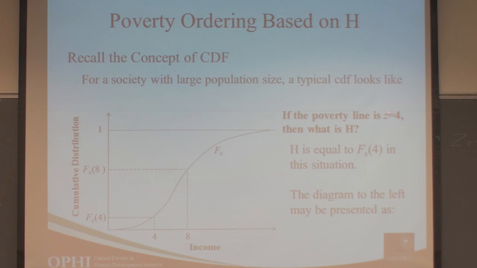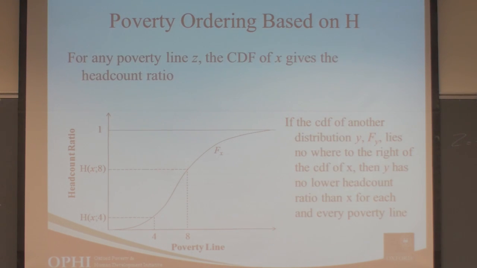If the poverty line is 4, which is here, then what is H? H is equal to this F(4) in this diagram. Similarly, if you change it to 8, then your poverty measure is going to change here, like this.